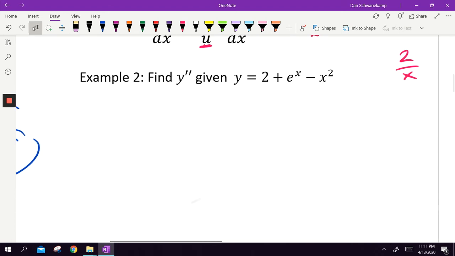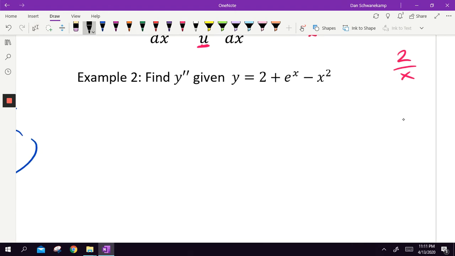Example 2, y double prime. So we're finding the second derivative. In order to find the second derivative, I better find the first derivative to begin. The derivative of 2 goes away. The derivative of e is what you see times the derivative of the exponent. Well, what's the derivative of x? The derivative of x is just 1. I'm done. e to the x.